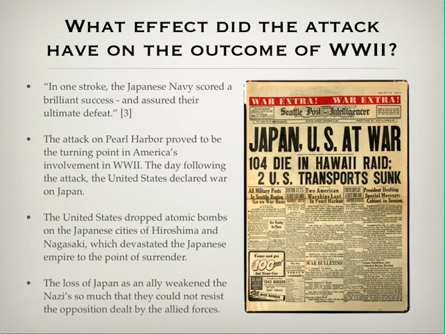The attack on Pearl Harbor pretty much proved to be the turning point in America's involvement in World War II. Prior to this, America had decided to stay out of it and to allow the other countries to take their course. But the day following this attack, the United States declared war on Japan. And shortly after that, the United States dropped atomic bombs on the Japanese cities of Hiroshima and Nagasaki, which devastated the Japanese Empire, their people, to the point of surrender. It had such a devastating effect that they really couldn't resist.